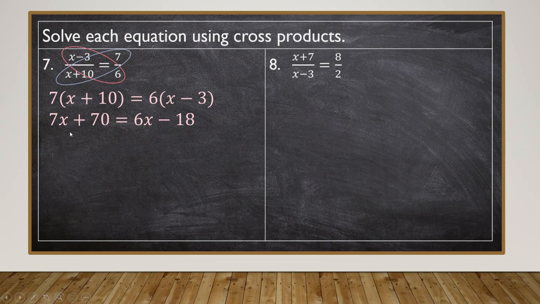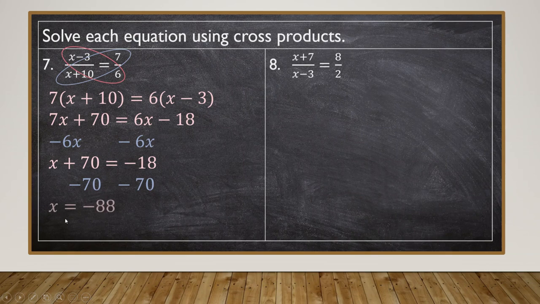We do have a variable on both sides, so I like to get rid of whichever one's smaller. 6 is smaller than 7, so I would subtract 6x from both sides. That gives us x plus 70 equals negative 18. So to get x alone, I would subtract 70 from both sides, and we get x equals negative 88.